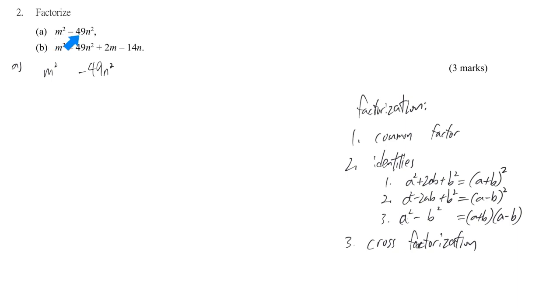In this question, m squared minus 49n squared, we are going to factorize it. For factorization, we should check if there is any common factor first. 1 and 49 have no common factor other than 1, so we just skip this part. And then about the identities, be very alert that this is a square, and also 49 is 7 squared.